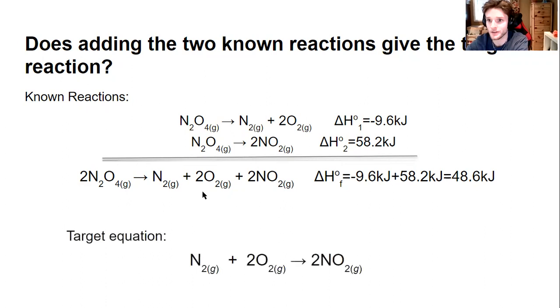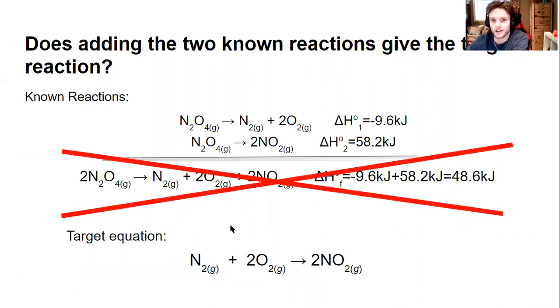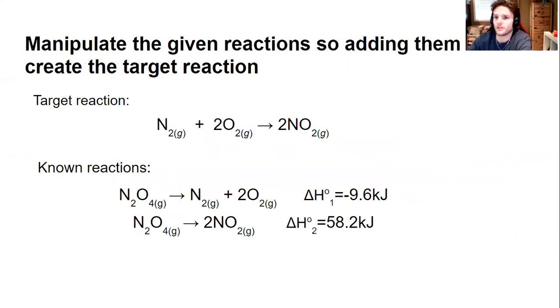Okay, is this our target reaction? No. So we're going to have to do something else. We're going to have to manipulate the reactions that we are given. So let's manipulate these given reactions so that adding them will give the targeted reaction. You can recall here our nitrogen dioxide target reaction and our known reactions at the bottom. So let's see what we notice.